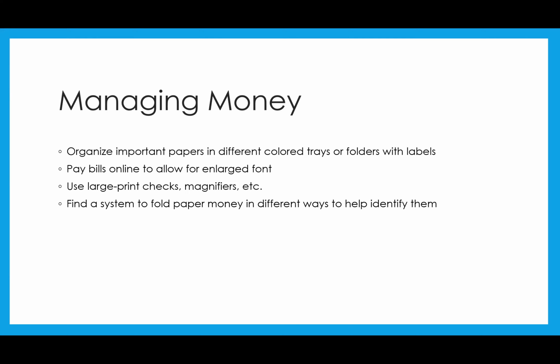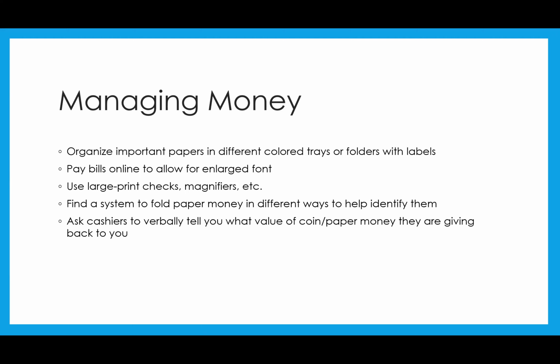So maybe every time you get a 1, you fold it in half long ways, and every time you get a 5, you fold it in half short ways. You get a 10 and you fold it in half twice, whatever you can do. And then if you're at a store and you're paying with cash, ask the cashiers to verbally tell you what value of coin or paper money they're giving back to you so that you know.